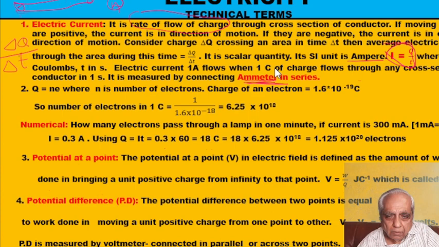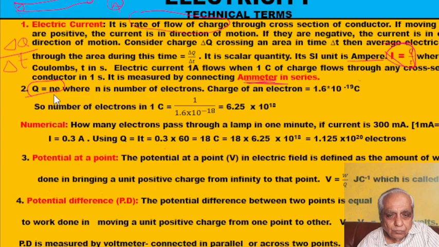Now, if one electron has a charge of e, then 2 electrons will have a charge of 2e, 3 electrons will have a charge of 3e, so n electrons will have a charge of ne. So the total charge Q is equal to n into e. If n electrons are flowing per second, it means n into e charge is flowing per second. This is the second formula you should learn: charge is equal to n into e, where e is the charge of an electron, whose value I have told you is 1.6 multiplied by 10 raised to minus 19 coulomb.